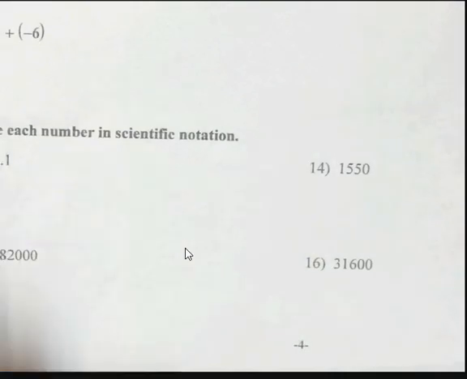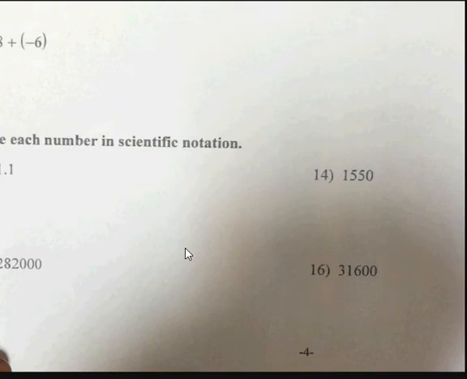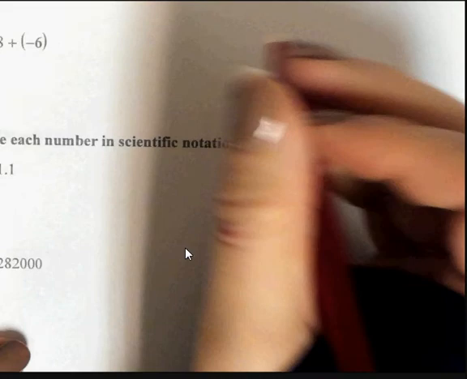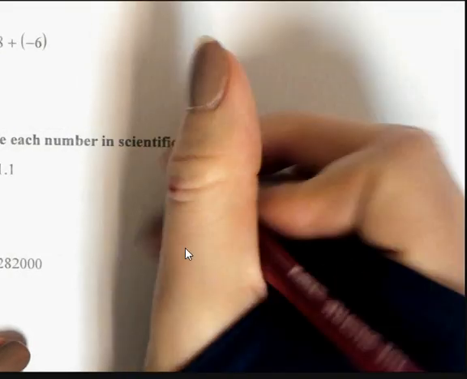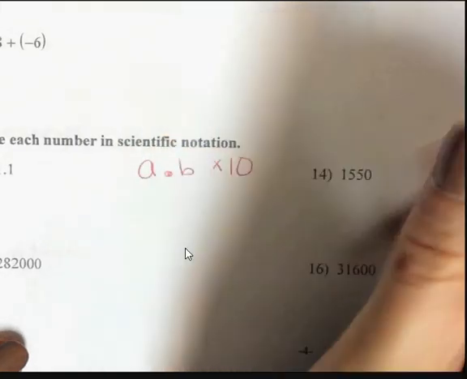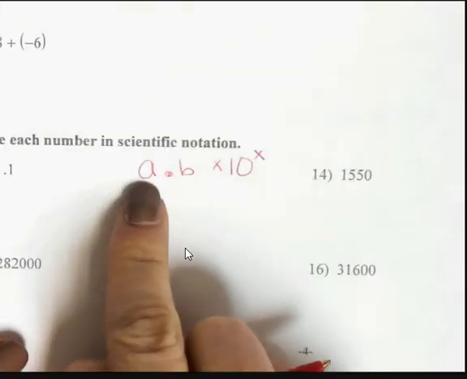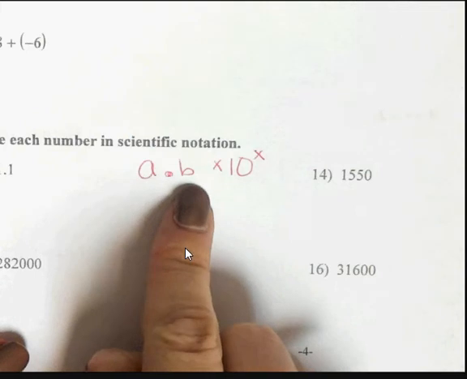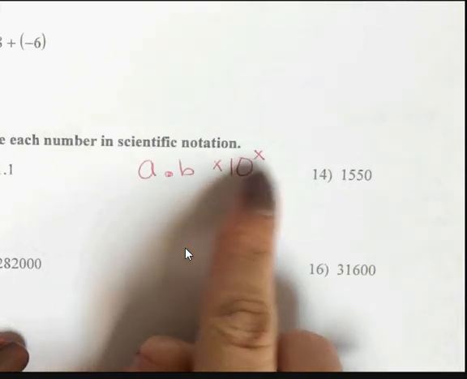And then, guys, we have a little bit more review of scientific notation. So scientific notation kind of looks like this. So I'm just going to use some variables. So it would be a dot b times 10 to the x. So I have a number here, a decimal, a number here, times 10 to a certain power.